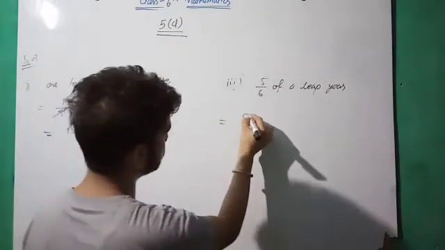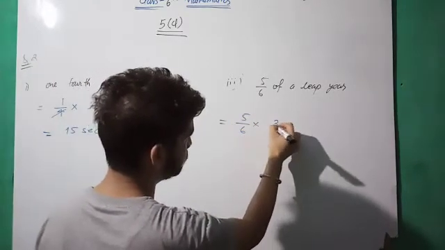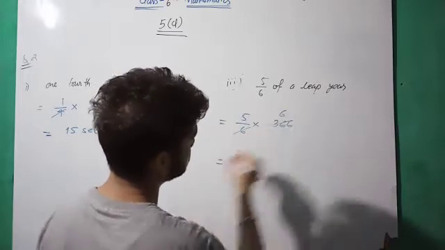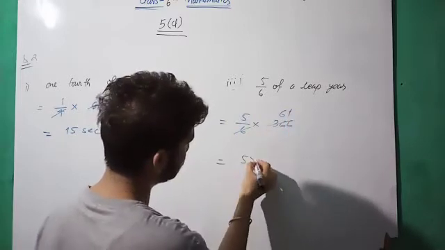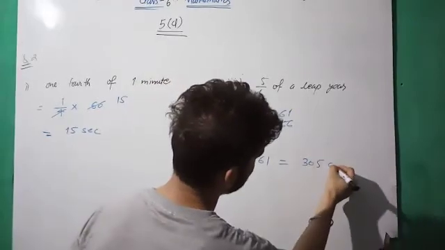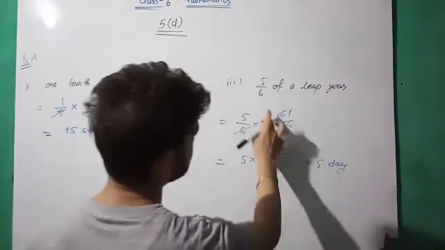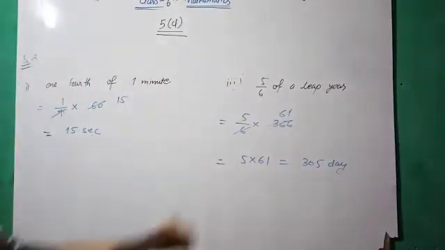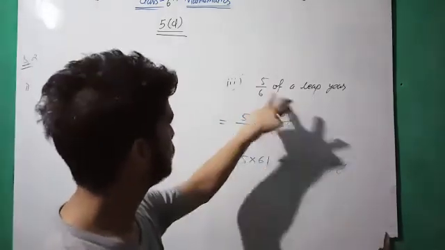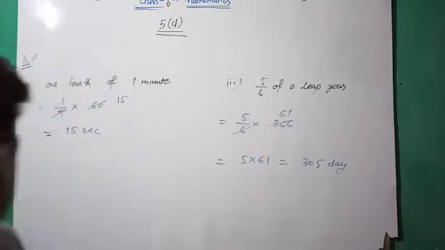Next, 5 by 6 of a leap year. In a leap year we have 366 days. Just cancel 6 with this, 6 sixes are 36 and 6 sixty-ones are 366. So 5 into 61 is 305. So 305 days is 5 by 6 of a leap year. The total days in a leap year is 366, and 5 by 6 of that is 305.